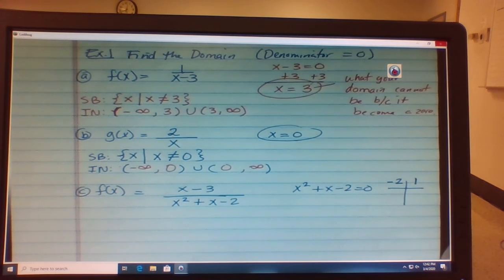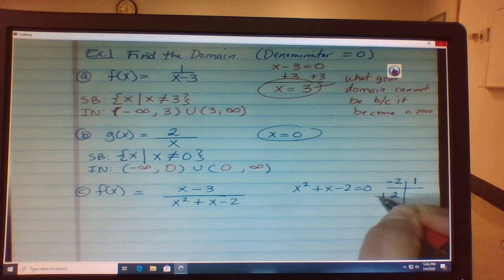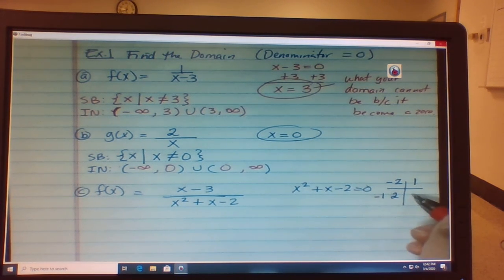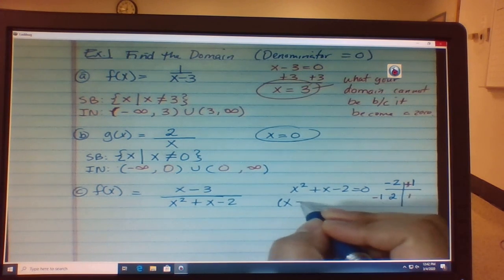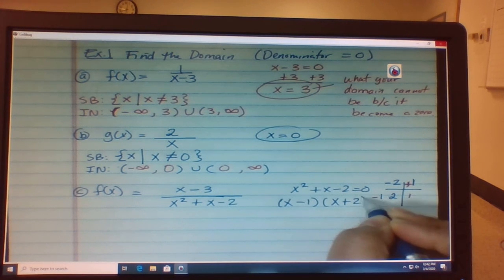Which are the only numbers that give you a 2 when you multiply? 1 and 2. But I need a -2. So who has to be negative? The -2. Because why? I need a positive 1 when I add them. And if my 2 would have been negative, then they would have made it a -1. So you needed a positive 1. Your larger number always keeps the sign of your middle number. So my factors are x minus 1, x plus 2.